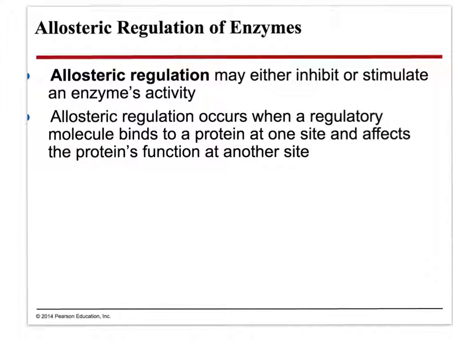And this leads us to what we call allosteric regulation of enzymes. Allosteric regulation can be inhibitory or stimulatory. They can either shut the enzyme off or turn it on, or make the enzyme not work as well or make it work better. The second point up there says that this occurs when a regulatory molecule binds to a protein at one site and affects the protein function at another site.